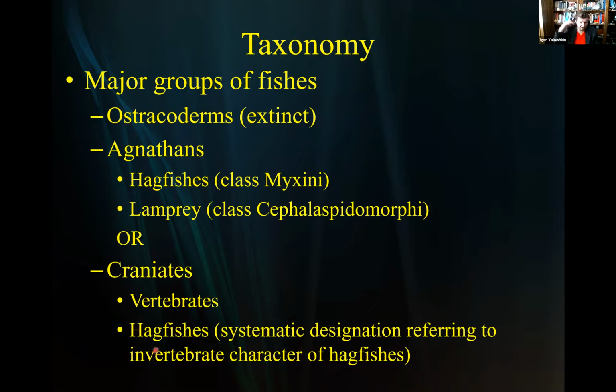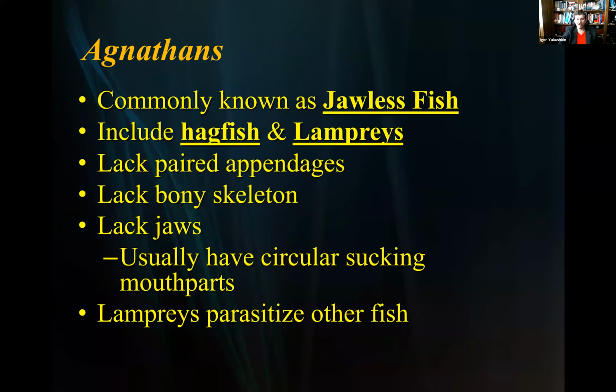Hagfishes are invertebrates because they don't have a complete vertebral column. We'll talk about that. It's on the iffy side. So Agnatha, jawless fish: hagfish and lamprey, paired appendages are not present. Remember, most of the fish will have paired appendages. We'll talk about that. They don't have a bony skeleton. It does not mean that they don't have a skeleton, but the skeleton is made out of cartilage. No jaws whatsoever.